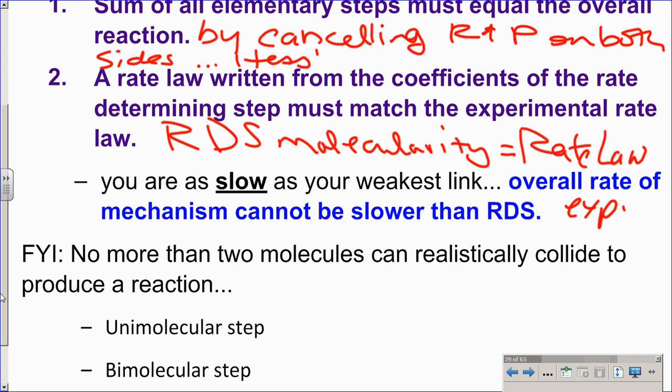So your slow step is your weakest link, generally the best way to describe it as well, because if you have 15 steps and you got one that's really slow, it's overall slowing down the entire reaction. So that's why it's called the rate determining step. It can't be faster than your slowest elementary step.